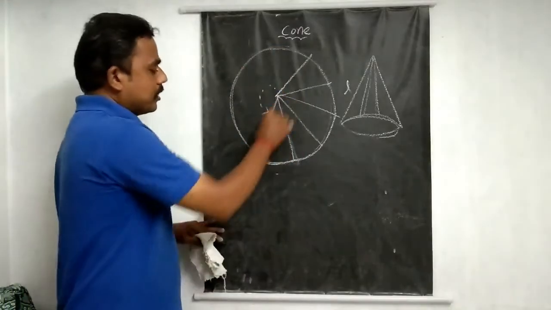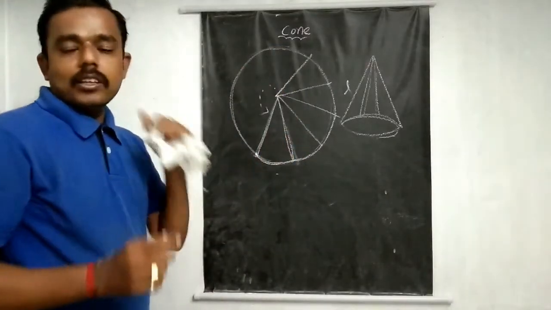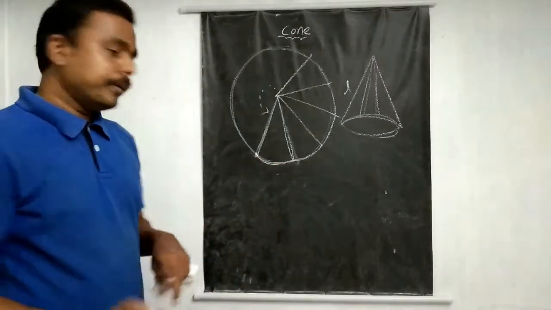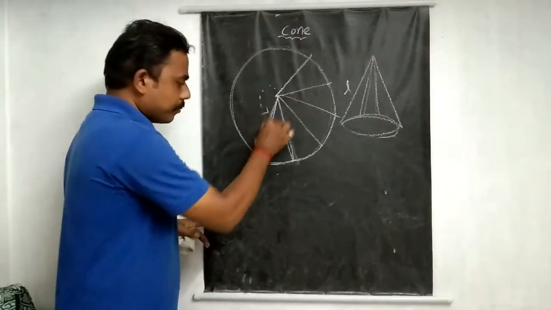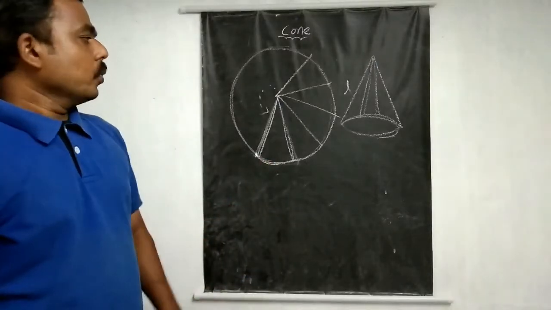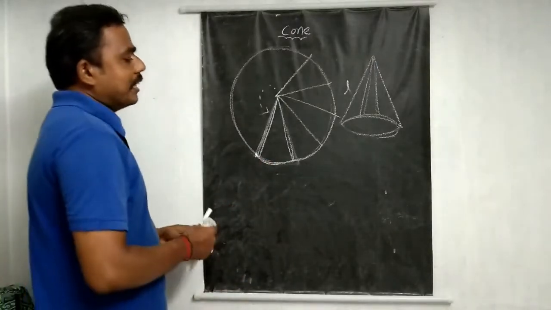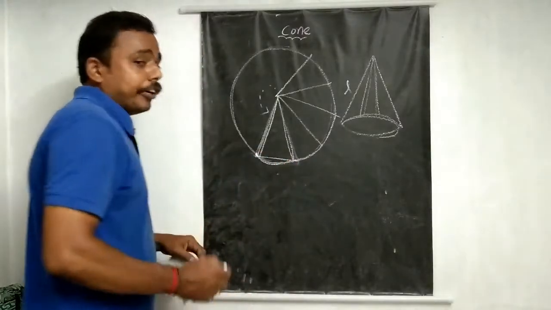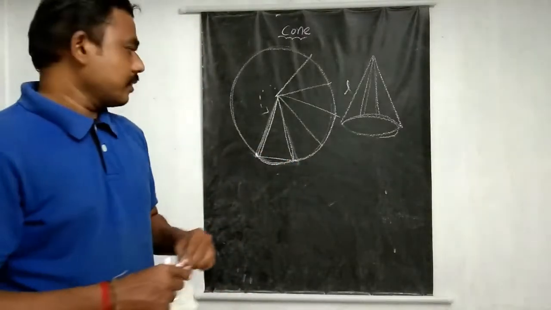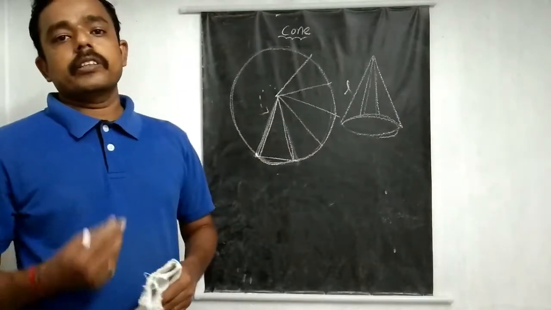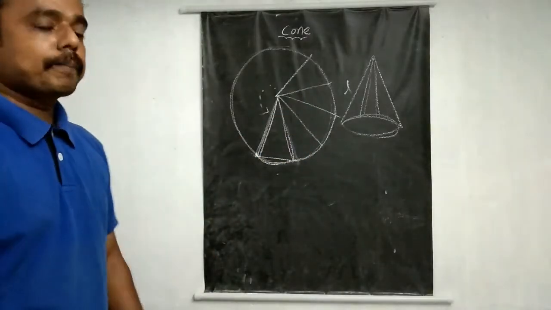Now think about this. It's a bigger one. Suppose it's a somewhat smaller one, it looks like a straight line. A very small one looks like a straight line. So now we are going to consider this as a straight line. That is, we are going to increase the number of pieces: 1, 2, 3, 4, like this, 100 pieces, 1000 pieces, n number of pieces.